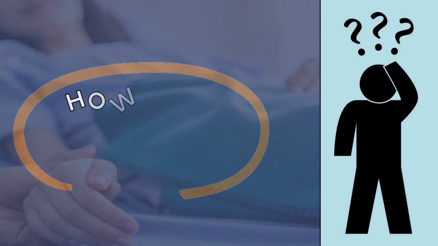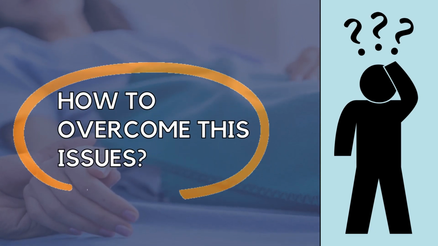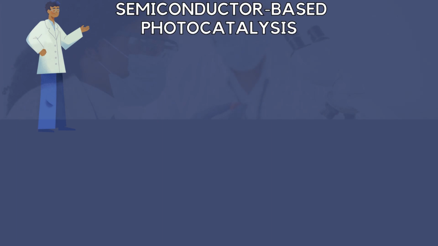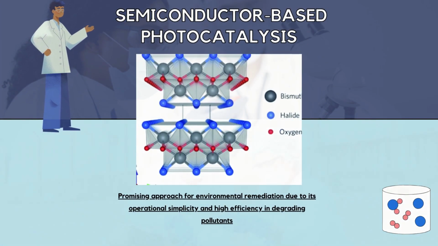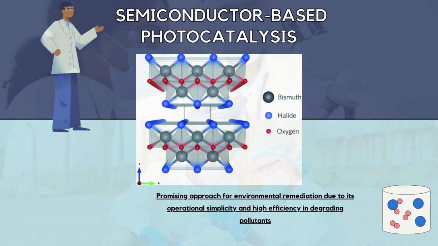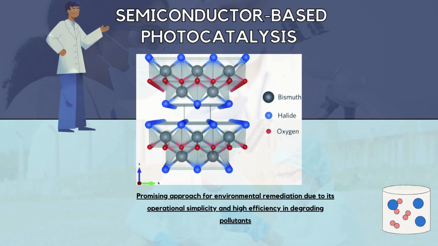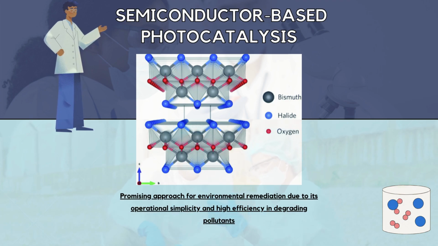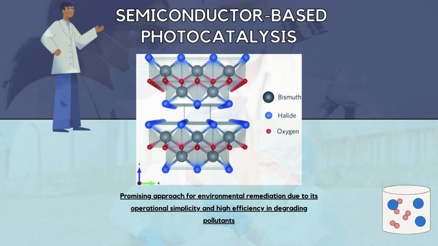As we can see in the previous video, the background of this study highlights the increasing concern over environmental pollution, particularly water pollution, which poses risk to human health. So, how to overcome these issues? To address these issues, the review emphasizes the importance of developing new materials to eliminate antimicrobial compounds. Thus, semiconductor-based photocatalysis, which is BioX, is identified as a promising approach for environmental remediation due to its operational simplicity and high efficiency in degrading pollutants.